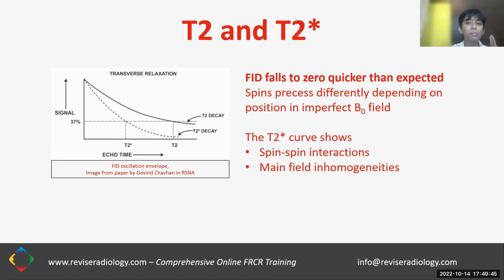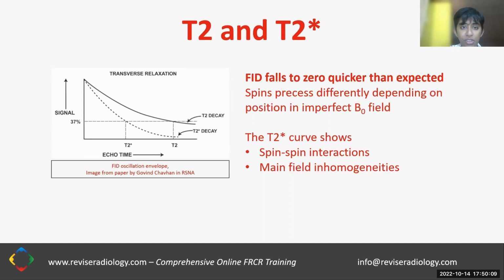Essentially, if we assume that the field is perfect, we would assume that the spins would dephase in a certain time, but in reality, they dephase in a much different time. So there's a difference between these two, which is known as T2 and T2 star. T2 star is a steeper curve, it goes to zero quicker, so it has a shorter time constant.